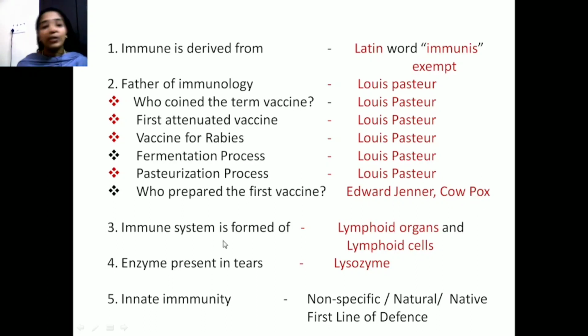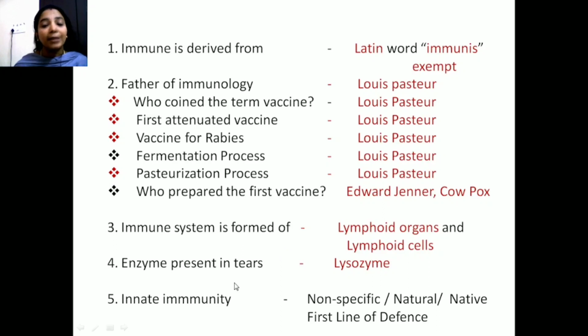Then the immune system. The immune system is formed of lymphoid organs and lymphoid cells. Can you name some lymphoid organs? Our bone marrow, thymus, spleen, bursa of Fabricius, and lymph nodes all come under lymphoid organs. Lymphoid cells are WBCs. Some examples are neutrophils, eosinophils, basophils, etc.